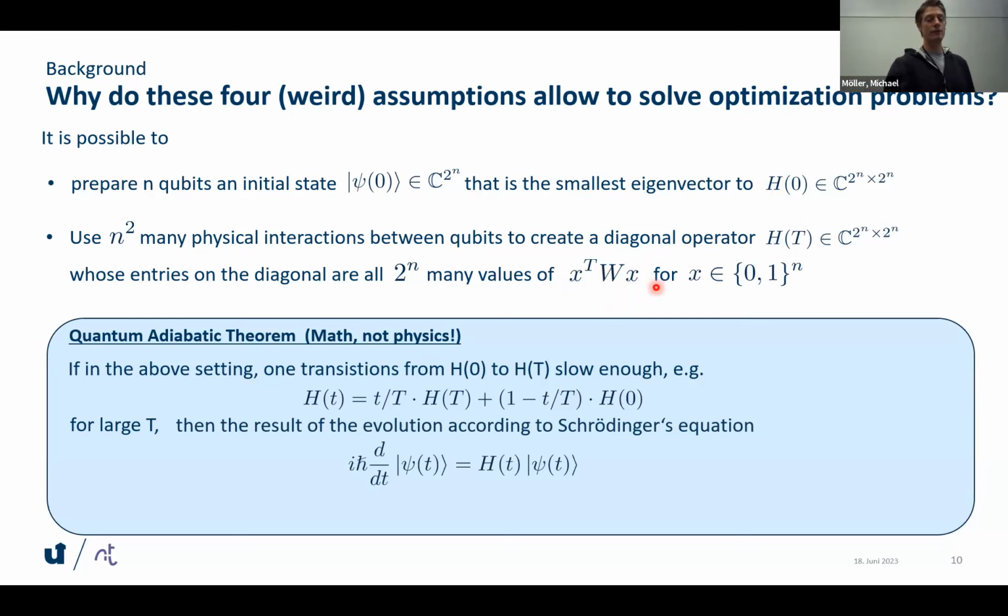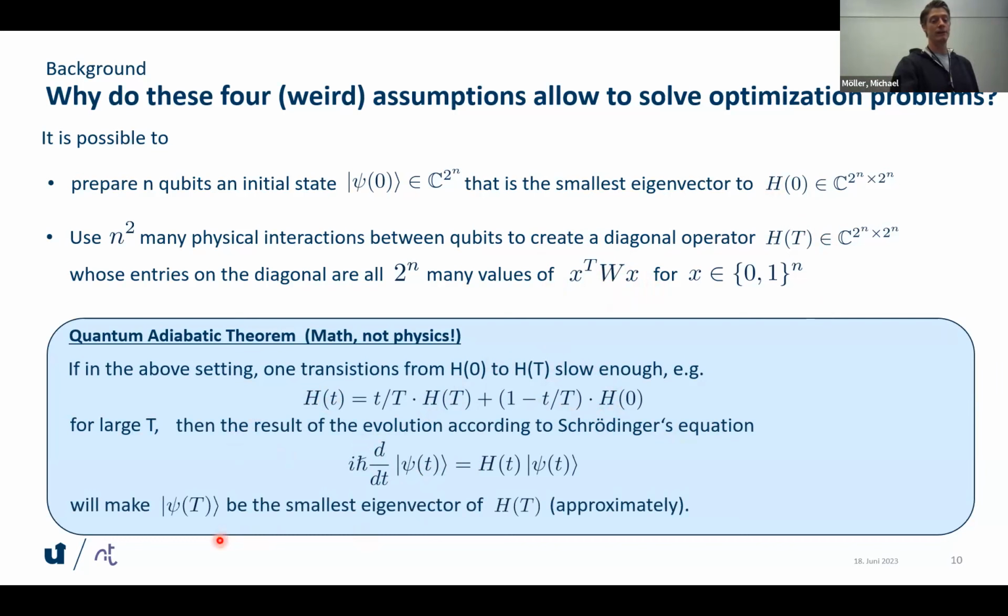So it means if I take my Hamiltonian from some initial point to this diagonal one, and it all behaves according to the Schrödinger equation, then approximately, at least at the end of doing this, I can just measure my solution to the optimization problem.